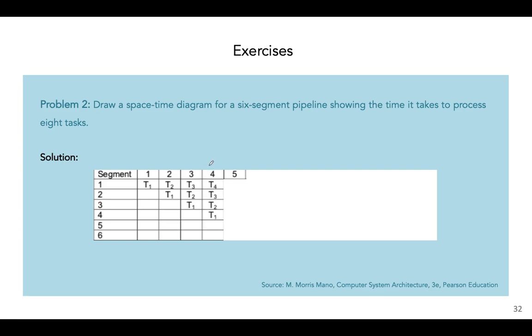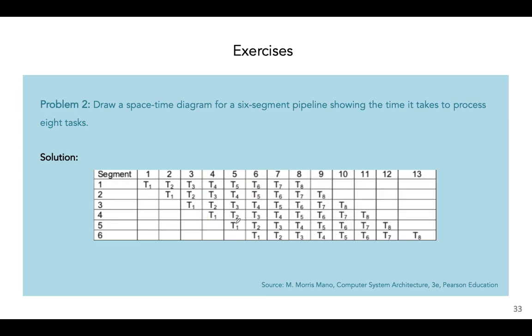Then the fourth clock pulse occurs and the same thing happens. T1 moves one step forward, T2 moves one step forward, T3 moves one step forward, and a new task is assigned to the topmost segment. And then you just have to keep filling these entries until the end, until the point that all the tasks have been processed through all the segments of the pipeline.